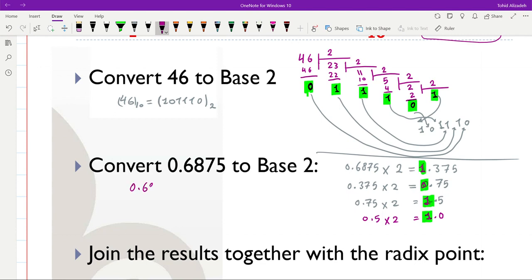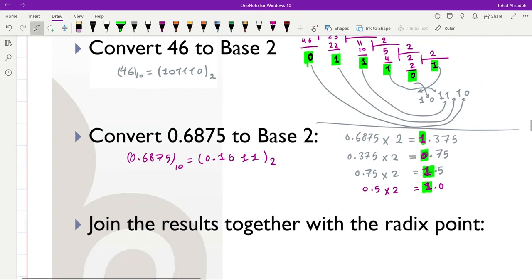So 0.6875 in base 10 will be equal to 0.1011 in base 2. 1011 is the order in which we received the integer parts. And then we just need to combine this.